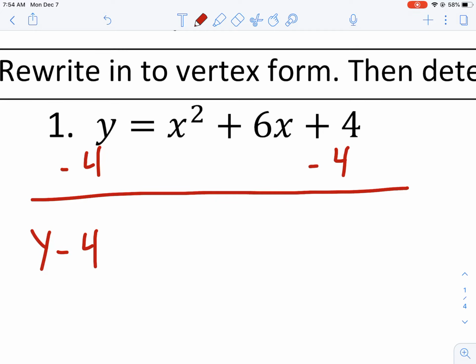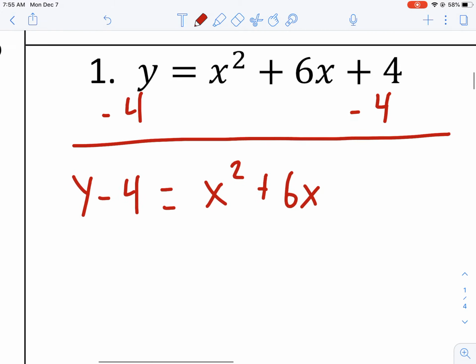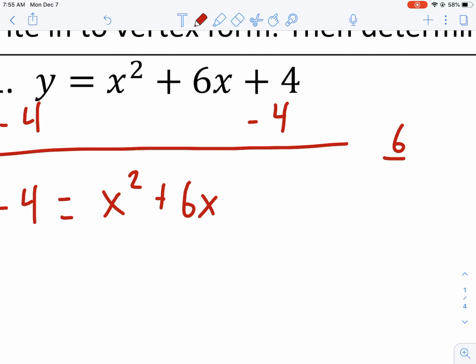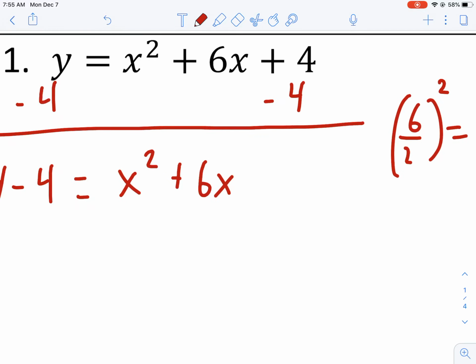So the way that this is going to look, we've got Y minus 4 equals X squared plus 6X. This is cool. Now we're going to add our C value to both sides. Our B value is 6, so (6 divided by 2) squared. 6 divided by 2 is 3. 3 squared is 9. So we're going to be adding 9 to both sides.